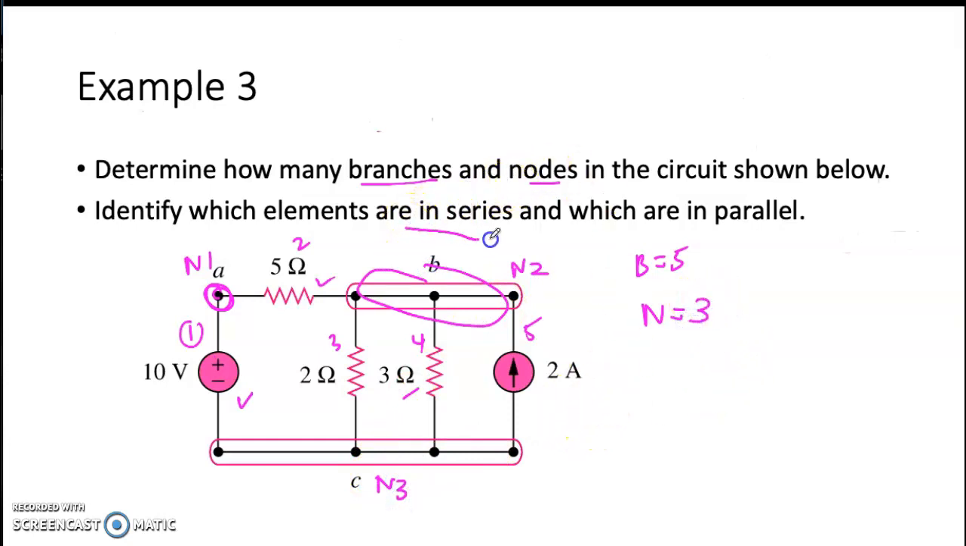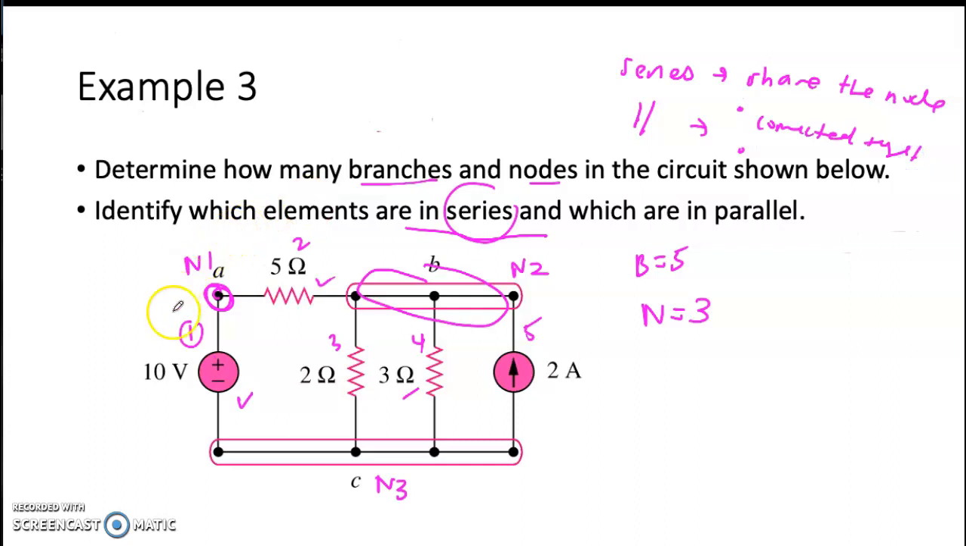Now let's see where the elements are that have series and parallel. So what does series mean? The ones that share. The keyword here is: share the node. How about parallel? Both nodes need to be connected together.